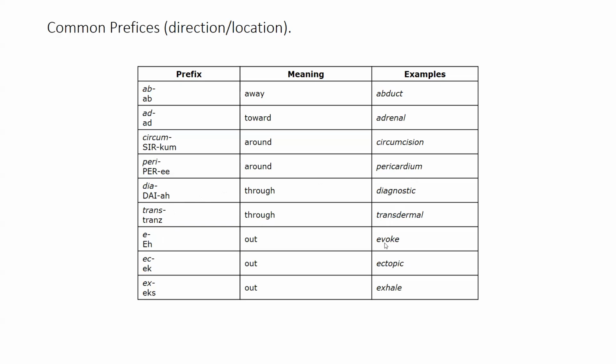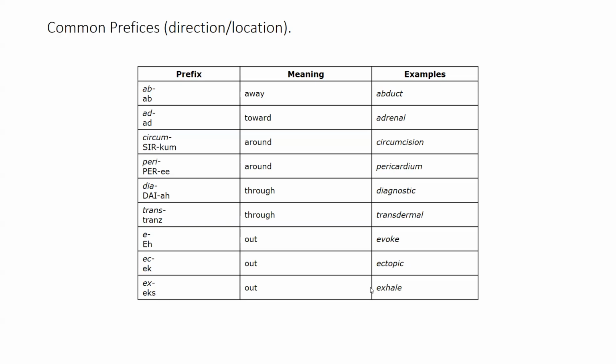E means out, as in, this is not a medical term, but evoke, it's to draw something out of someone. Ec also means out, as in ectopic. Topic means referring to something that's out of place, for example, an ectopic pregnancy. It's where the fertilized embryo is not implanting inside the uterus where it belongs, but maybe in the fallopian tube or even in the abdominal cavity. It's out of place. It's ectopic.